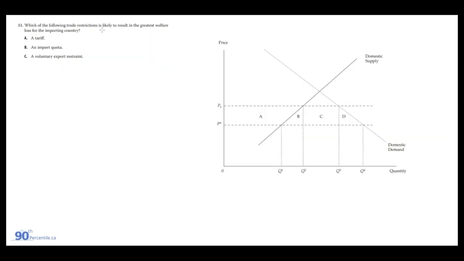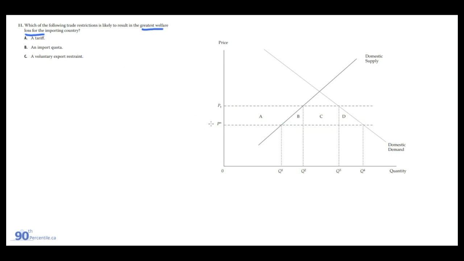Which of the following trade restrictions is likely to result in the greatest welfare loss for the importing country? So to answer this, we have a graph here which we took from the curriculum. We have the domestic demand of a good here, and domestic supply of a good here. In an example with price right here, P star, we have demand being greater than supply. So we're going to have imports filling this quantity, right?